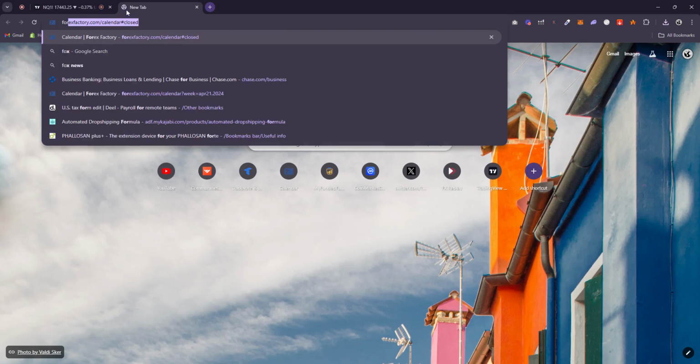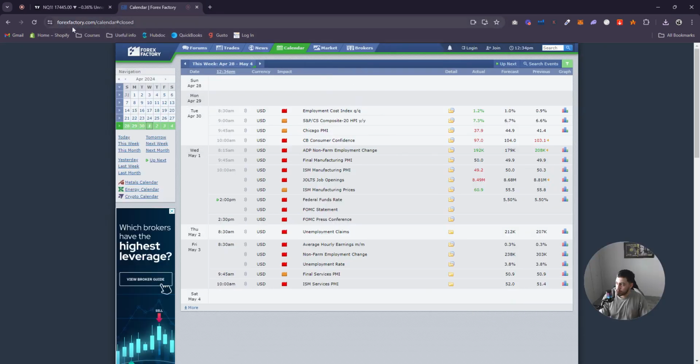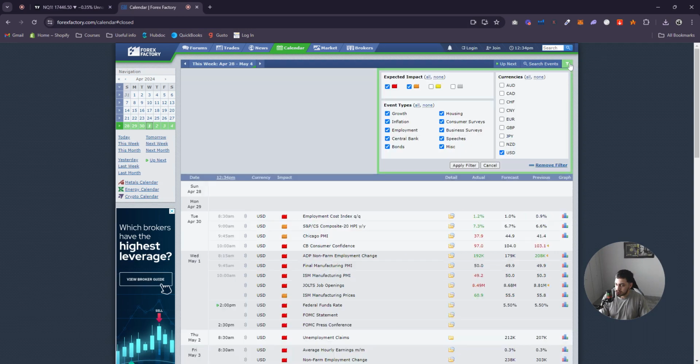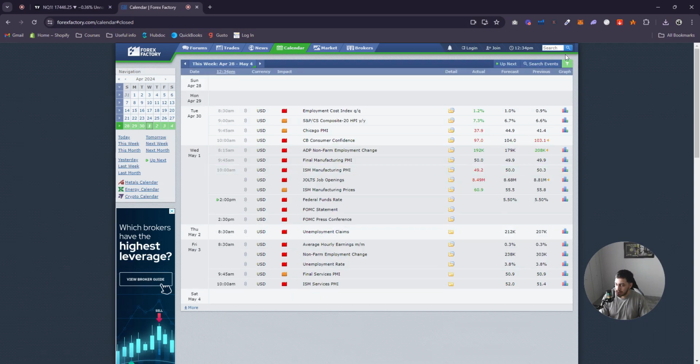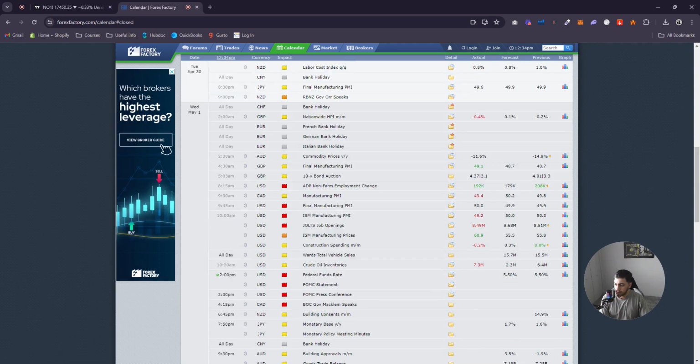So the website you want to use, guys, is Forexfactory.com. You can see it up here. You want to come on here and it pretty much gives you all the news reports, but yours is going to be different because I have mine filtered to just USD. When you get on here, if you're new to this, you're going to have all these checked, even the yellow and gray folders, and it's going to look a lot like this.